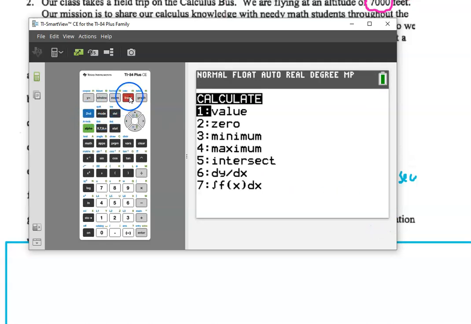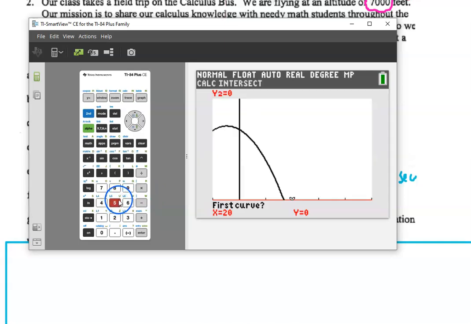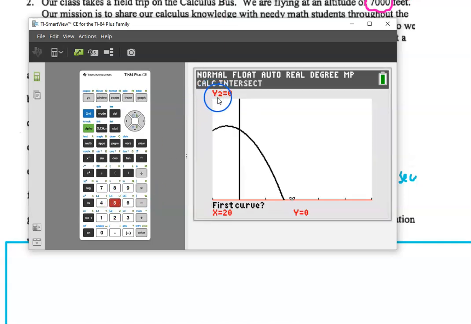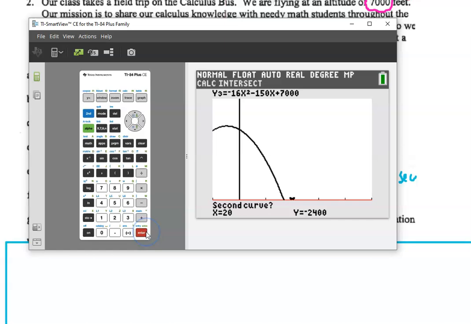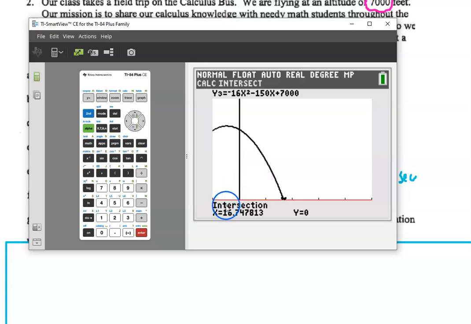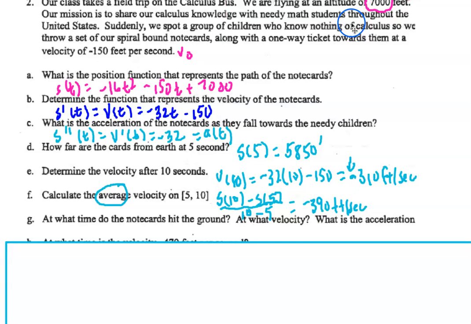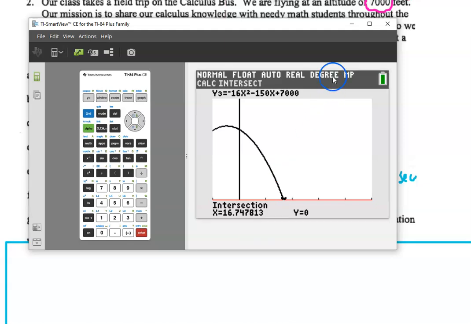All right, I wanted to know when the object is going to hit the ground, so I'm going to do a second calc 5. Be careful. Look right here. It shows you that currently the cursor is on the second function, which is fine. We want to know where the black curve intersects the red curve, so that's okay. I'll press enter. It's on the second curve. I look right here, especially when I have multiple functions in there. I do want it on that second curve. Enter, enter, and the time is 16.748, either rounded or truncated.